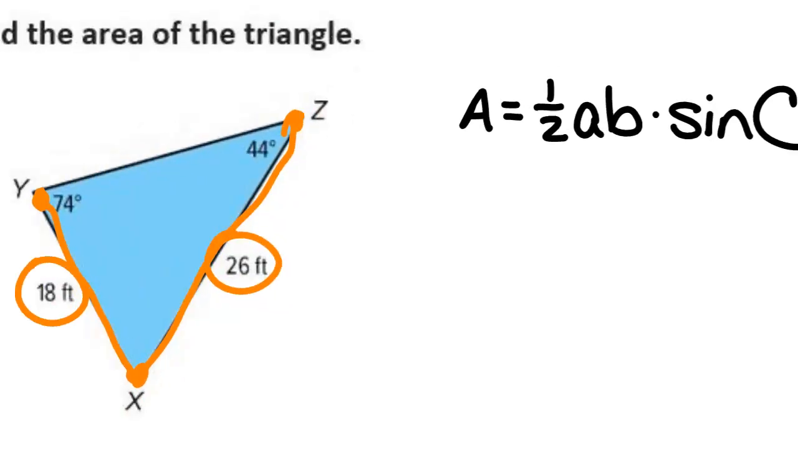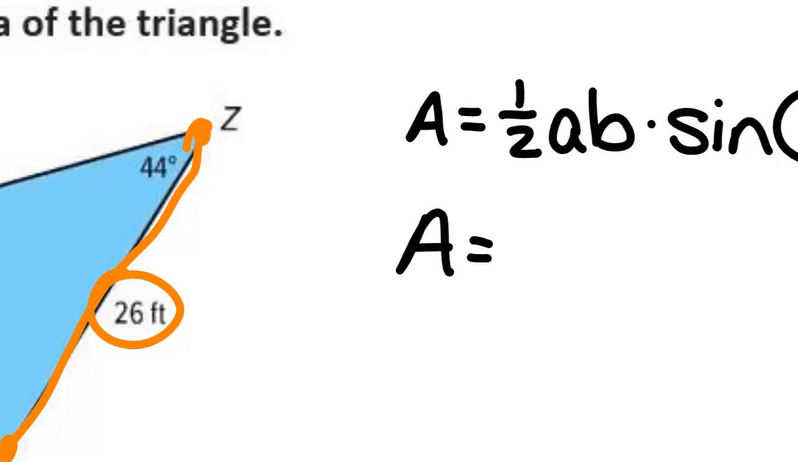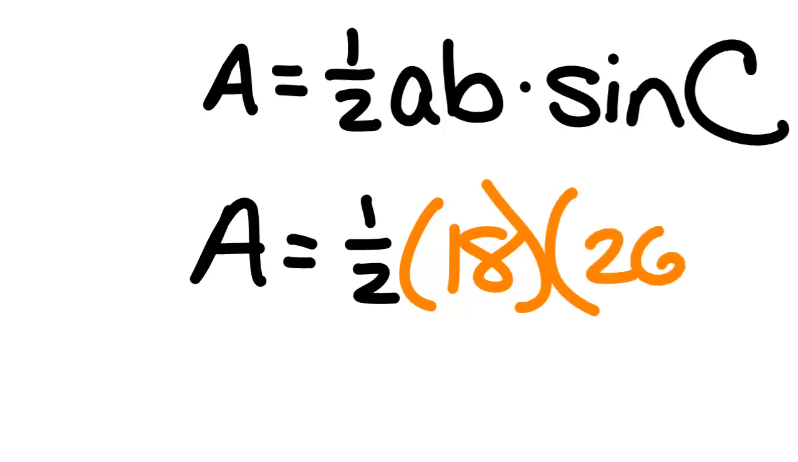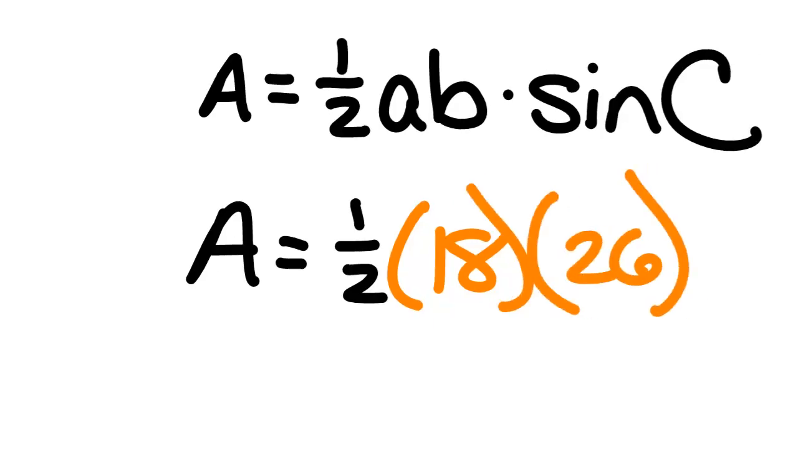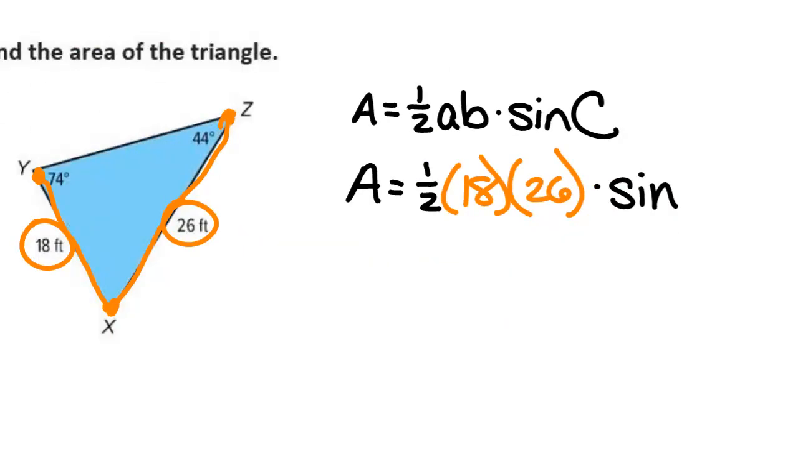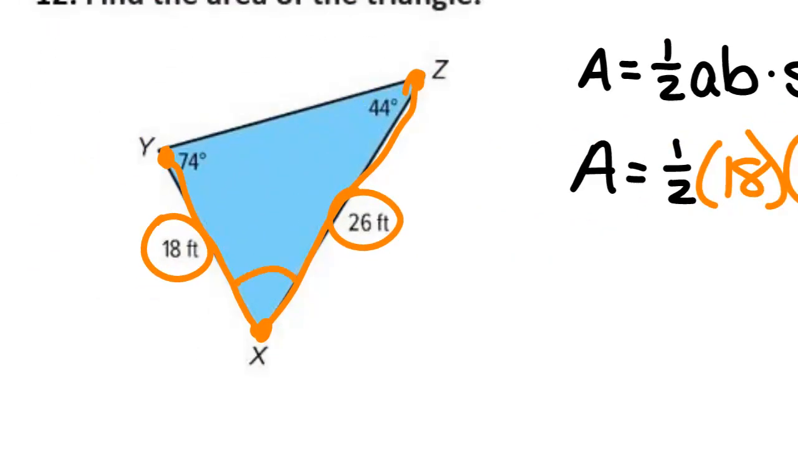So I can go ahead and substitute those pieces in. Area equals 1/2 times 18 times 26 times the sine of angle C. And I can't just pick any old angle for this. I have to pick the angle that's in between the two sides that we just put into the formula. I don't know that angle. Do I have enough information to be able to figure out that angle?